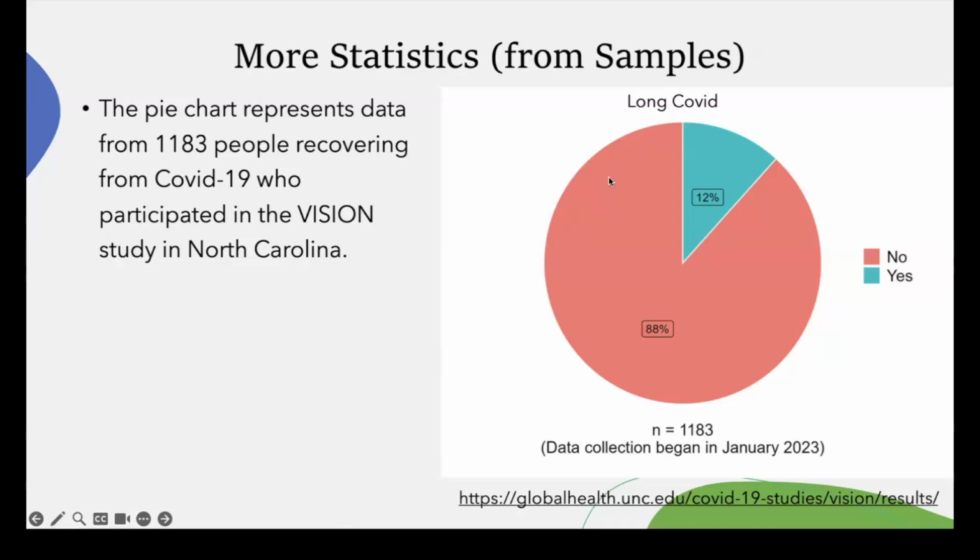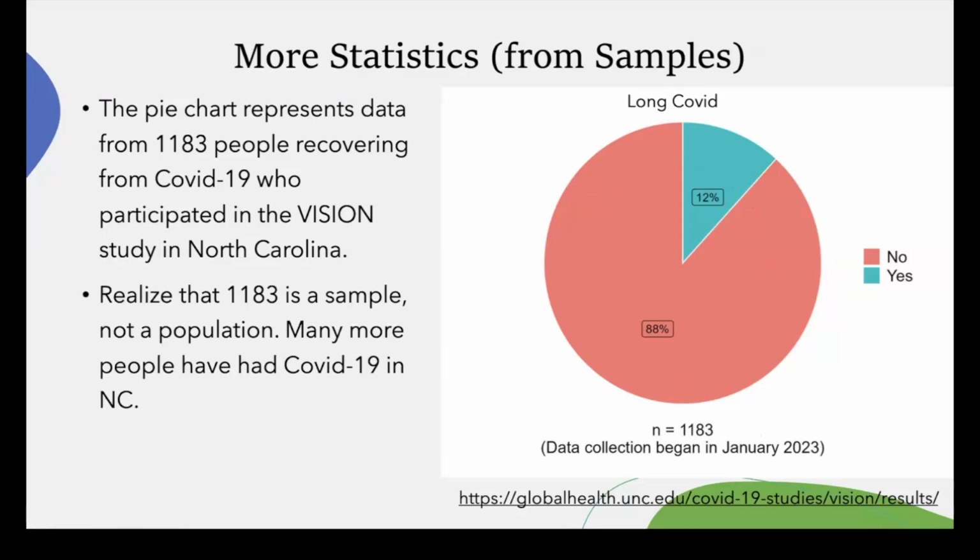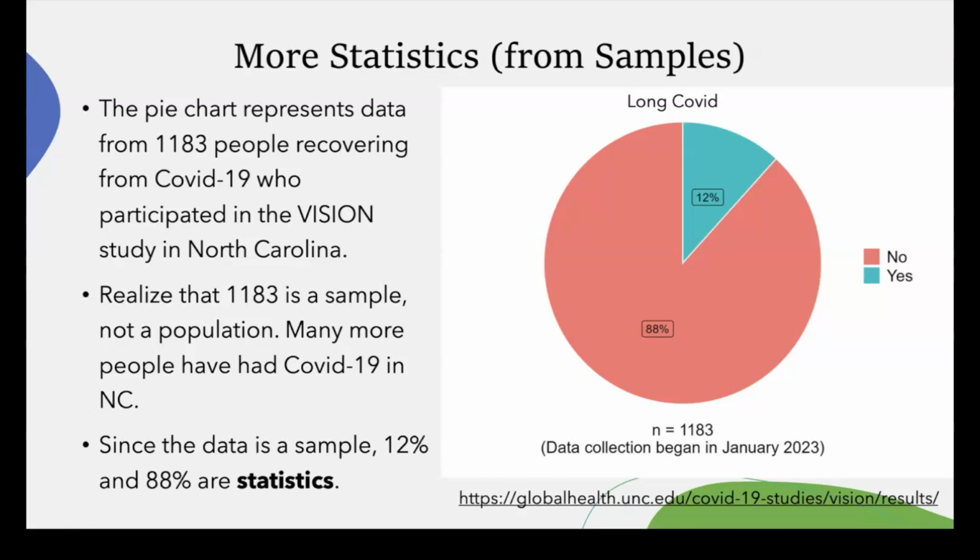We're looking at people who experienced no long COVID, that's the pink, 88%, and blue, long COVID, is the 12%. So we're looking at these two numbers, these two proportions, and they represent the sample from this n equals 1,183. So 1,183 is a sample. It is not a population because, of course, many more people had COVID, in particular in North Carolina, where this study was conducted, many more than those 1,183. So these numbers, 12% and 88%, are considered to be statistics because they represent that sample. They are not representing the entire population. So they are statistics.